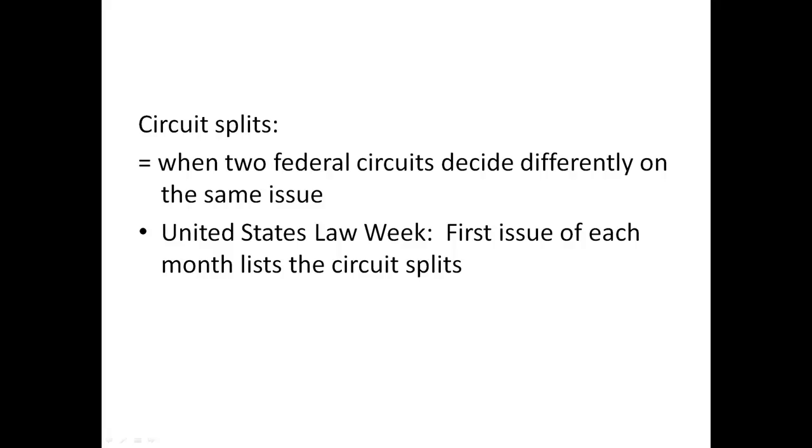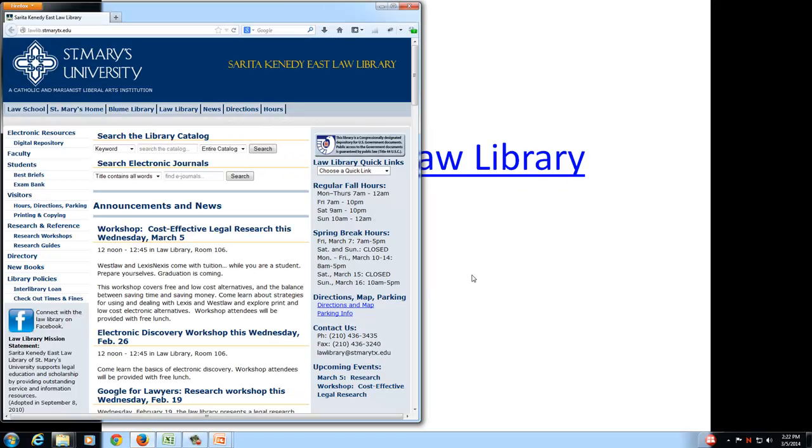Now, United States Law Week is a publication where the first issue of each month for that publication lists the circuit splits. We'll go through how to find that in Bloomberg Law and get just a nice list of those so that you can review them and see if any are interesting for a paper topic. We'll start at the Law Library's website.